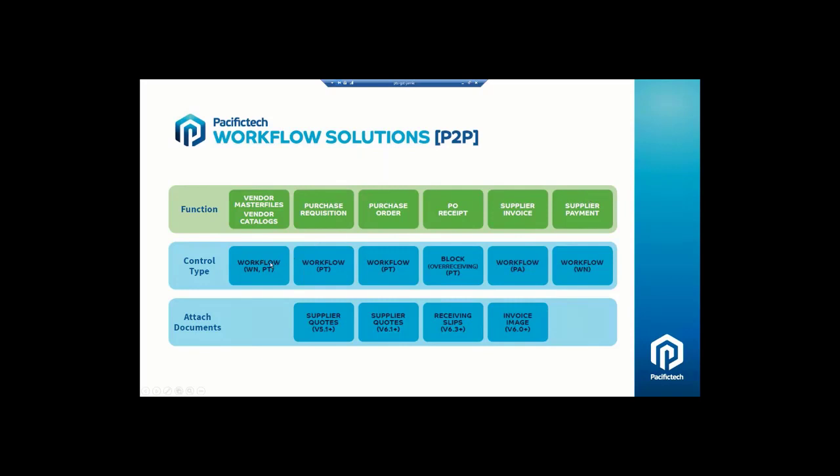And with our 3 workflow modules, we've got controls across all of those 6 areas. So we have workflows in 5 of the areas. And the one area where we don't have a workflow is receiving, but we can block over receiving. So we've still got a control there.